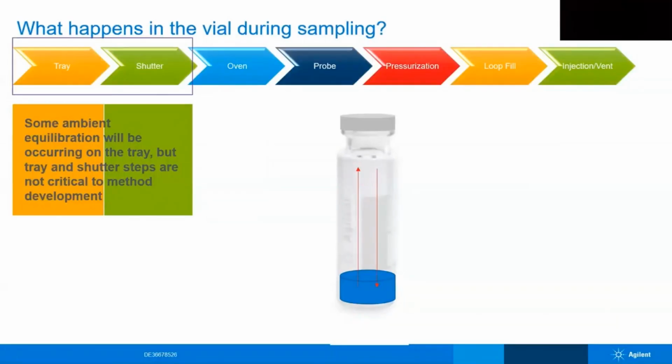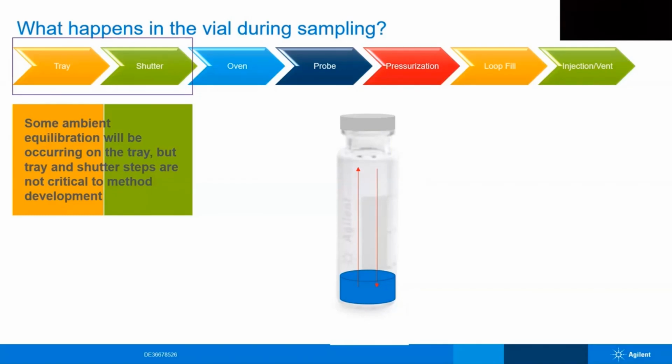Okay, so let's talk a little bit about what is going on inside of our headspace. What happens in our vial when the headspace starts its sampling process? We want to make sure that we have equilibration between our sample and our concentration of analytes in the headspace. This happens in two different places. Once we put the cap on our vial, that equilibration step begins.